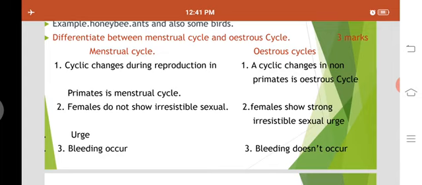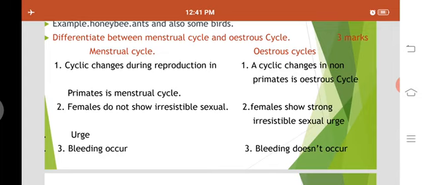And what is the estrous cycle? It is the sexual or reproductive cycle in sexually matured non-primate females. Getting my point? Understood? In which organisms can the menstrual cycle be carried?